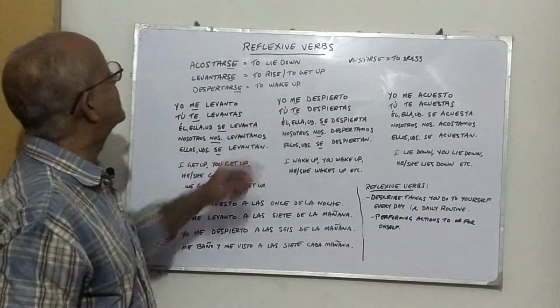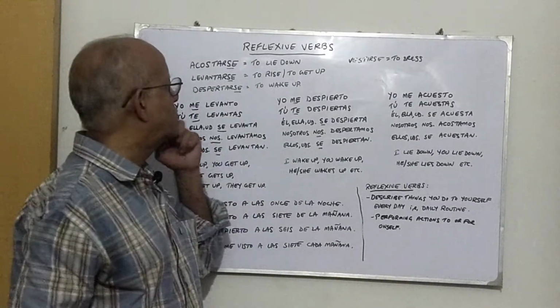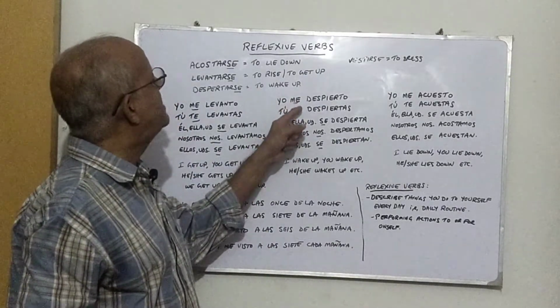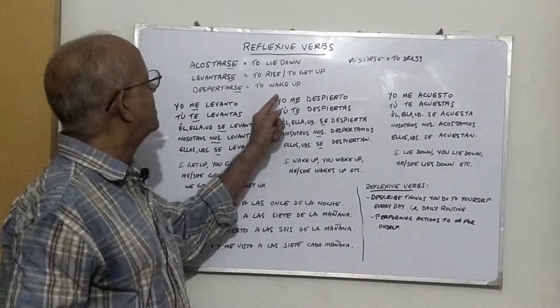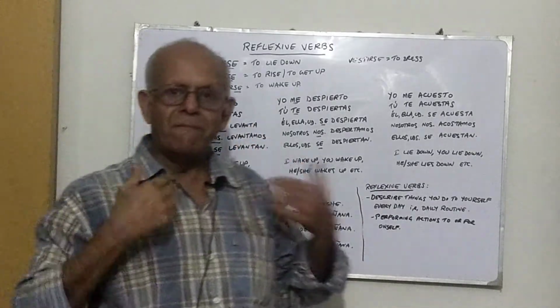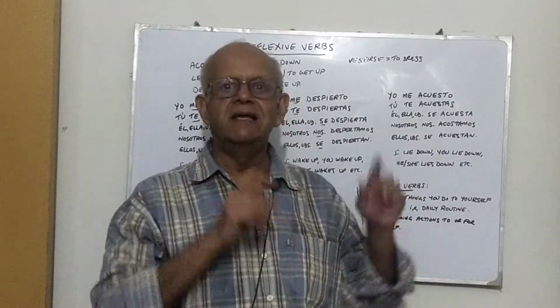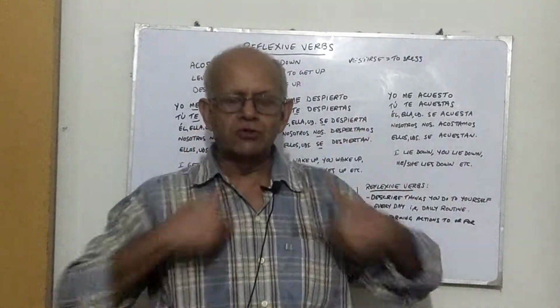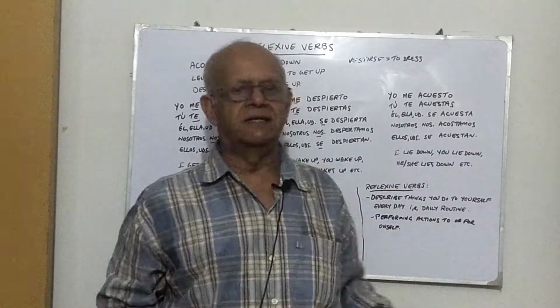Let's do one more. Despertar. Despertar is an irregular verb. The conjugation of despertar is despierto, despiertas, despierta, despertamos and despiertan. Again, we add the me, te, se. So it becomes yo me despierto, tú te despiertas, él se despierta, nosotros nos despertamos, ellos se despiertan.